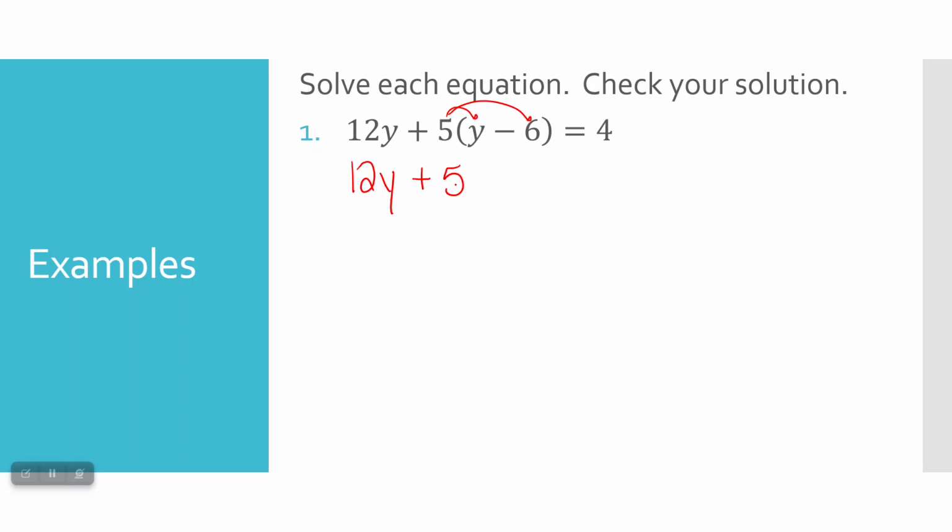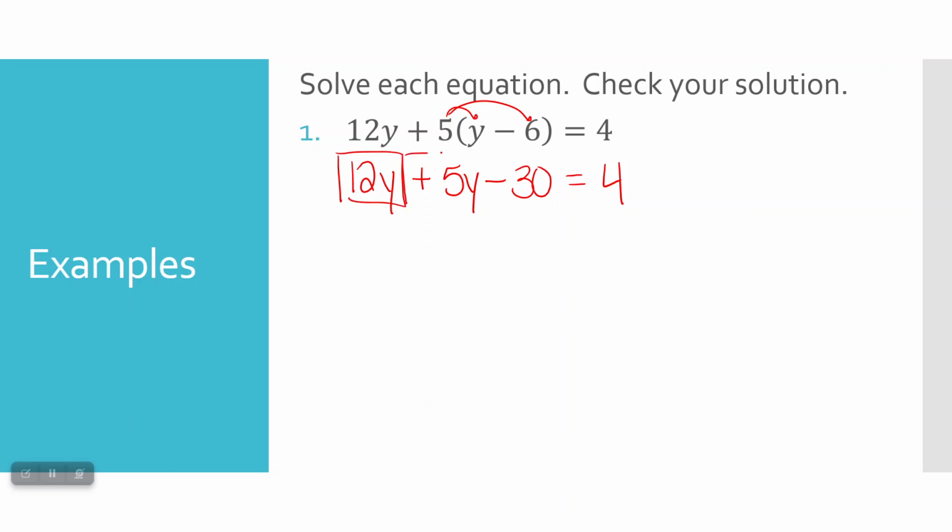5 times y is 5y. We have a minus sign in here. Remember that it makes that 6 negative. 5 times negative 6, that's negative 30 or minus 30. And then we're going to bring down the equal sign and the 4. Now we can combine like terms.